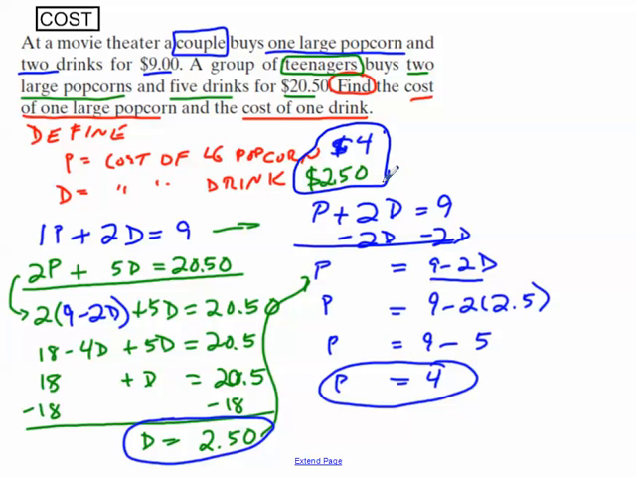And you could double check it by saying the cost of a popcorn, $4, plus 2 times $2.50 is $5, so $5 plus $4 is 9, sure enough. 2 times P, 2 times 4 is 8, plus 5 times $2.50 is $12.50. $12.50 plus 8 is $20.50. Sure enough, it double checks, and there's our solution.